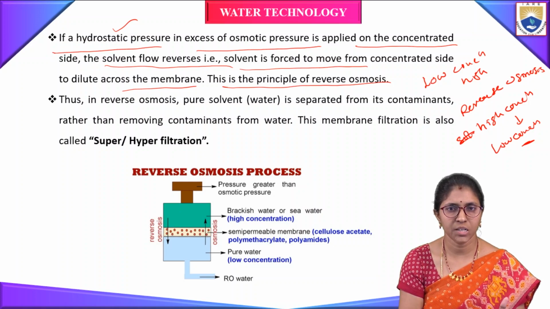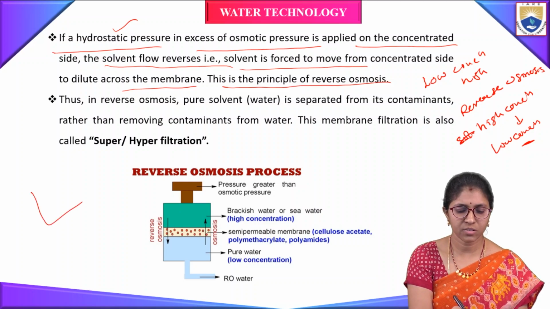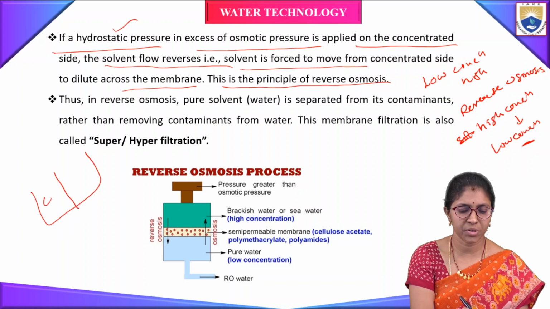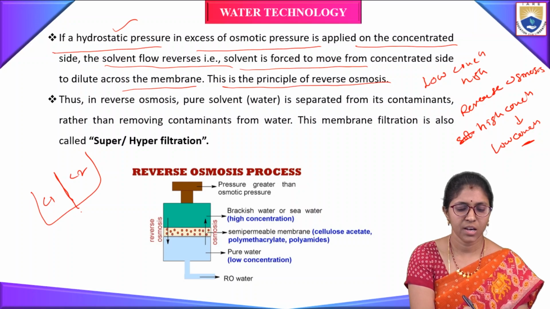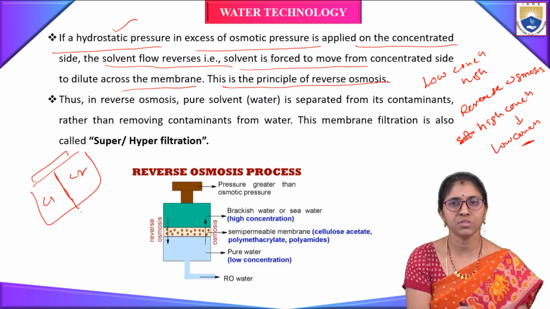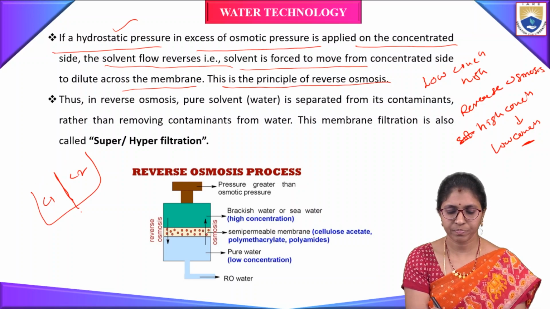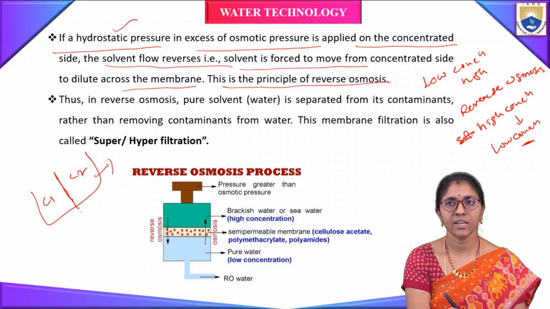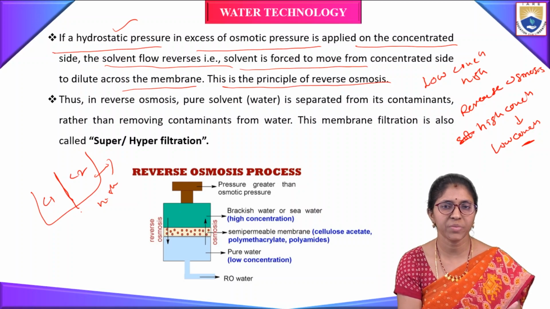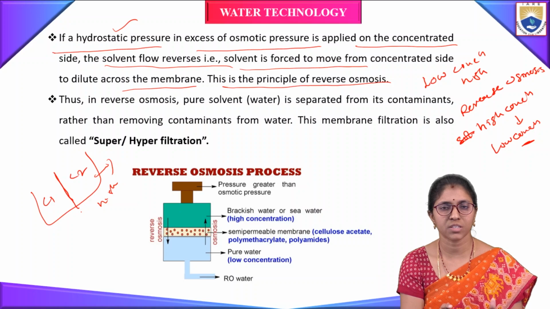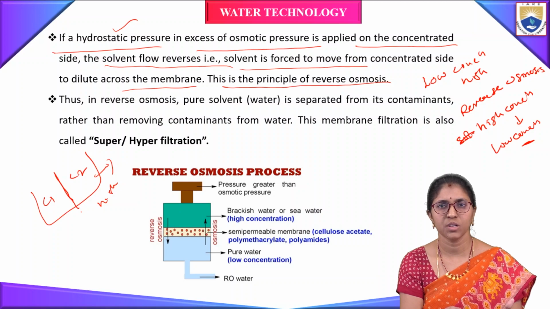See, if a hydrostatic pressure is applied on the concentrated side, where we are taking two solutions separated by a semi-permeable membrane, but here we are using hydrostatic pressure on the higher concentration side, then the solvent flows from higher concentration to lower concentration. This is the reverse of the osmosis process, so this is called the reverse osmosis process.